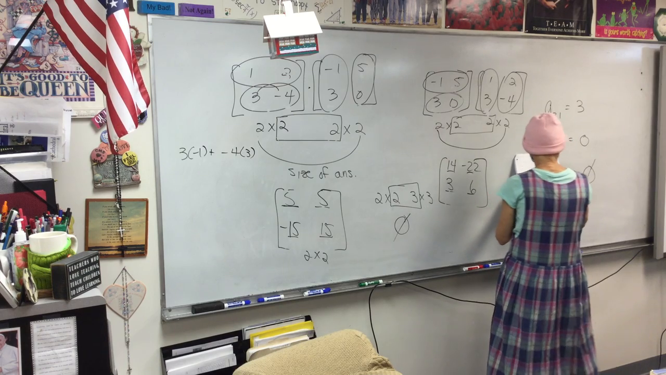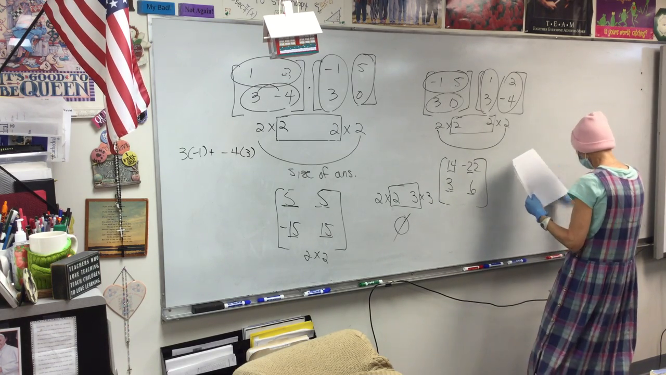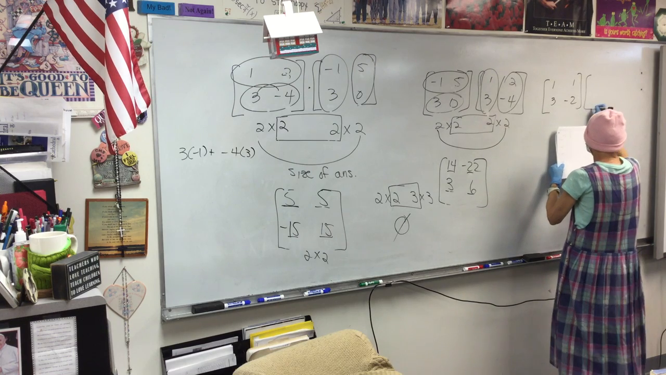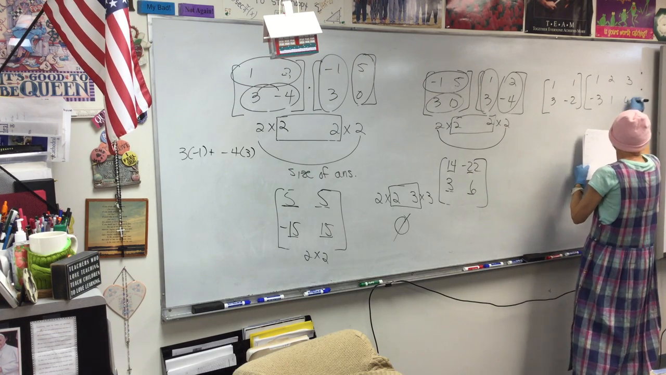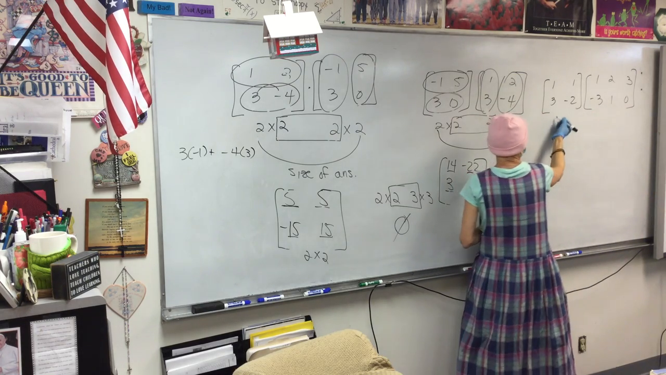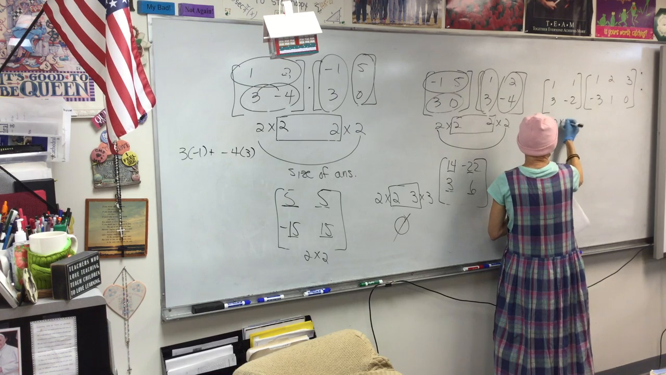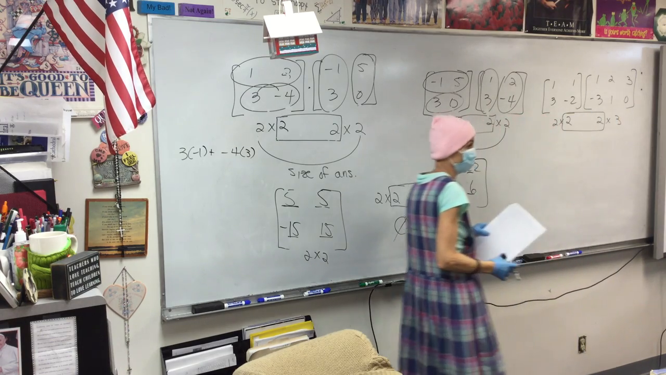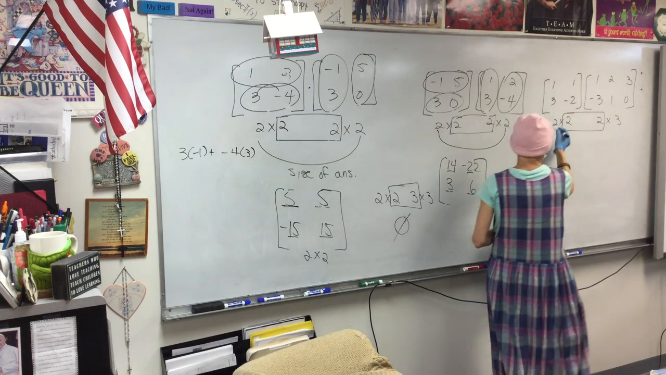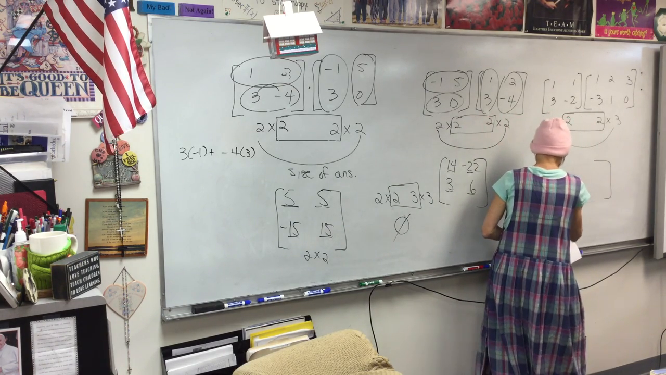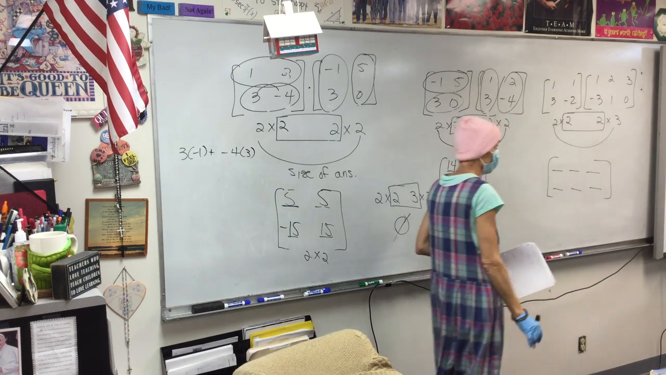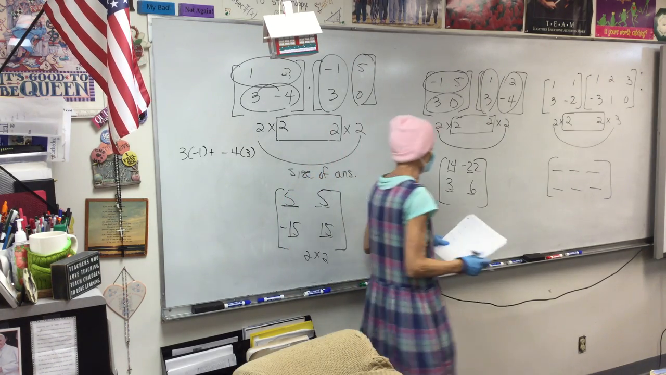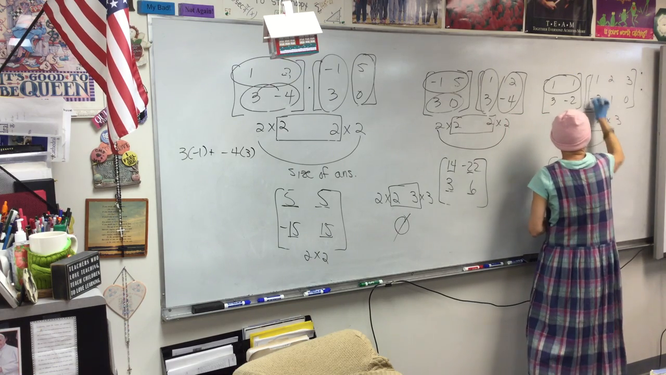All right, what about D? Is it possible? What are the dimensions of D? 2 by 2? And 2 by 3? Is it possible? Now this time though, your answer is going to have 2 rows and 3 columns. So this time you've got 6 numbers you have to find, all right? Start finding them. Remember, it's rows, columns.